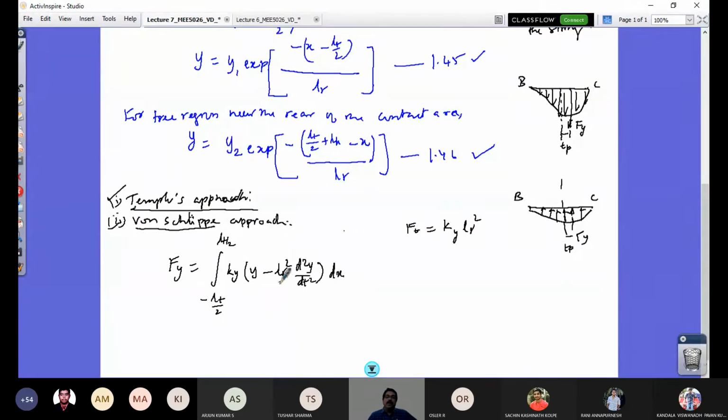Right, so that is substituted here in place of ft, and ky is taken out. So ky dx is that offered by the spring, and k Lr square d square y by dx square into dx is offered by an element due to the tension in the string and the element. Now if I integrate this, I would get my Fy.